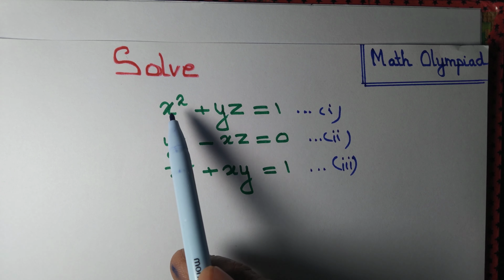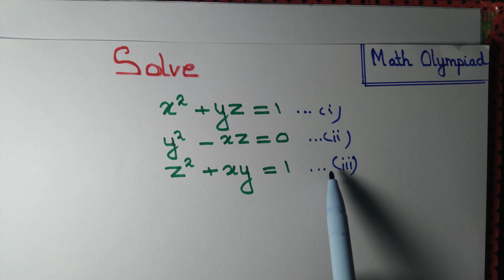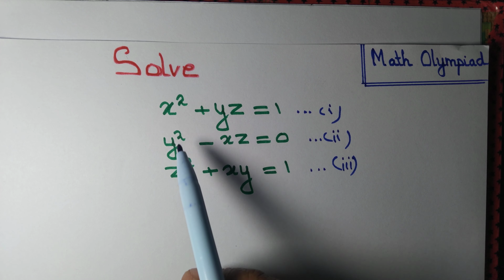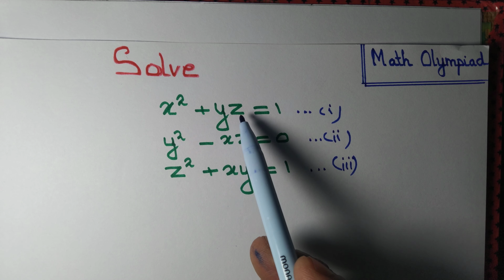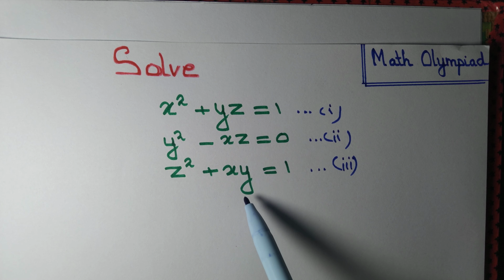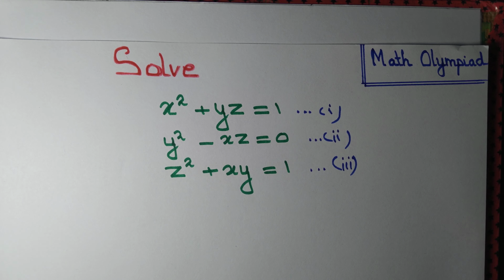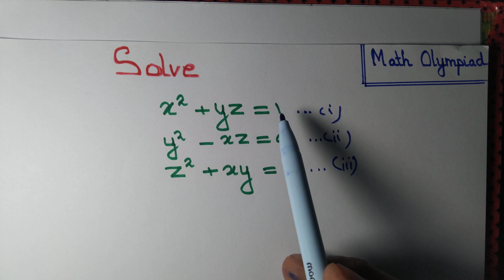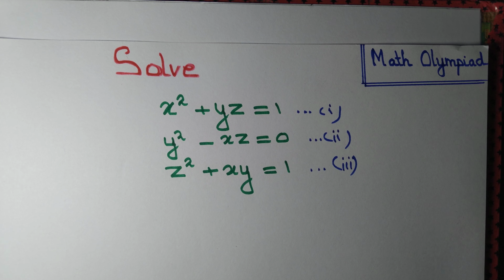Now we observe that if we subtract equation 3 from 1, we get x square minus z square, and we can take y common and get x minus z as well. And the right hand side is just 1 minus 1, and let's do it.